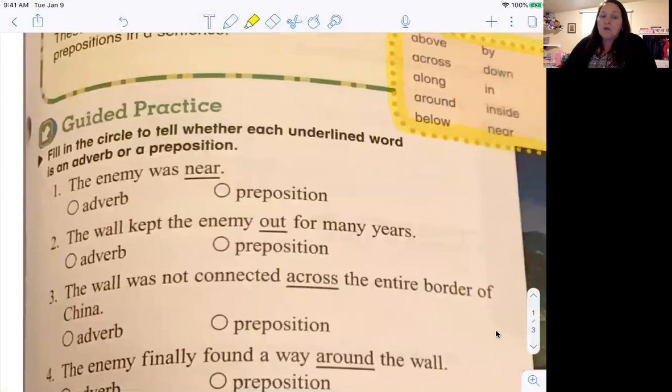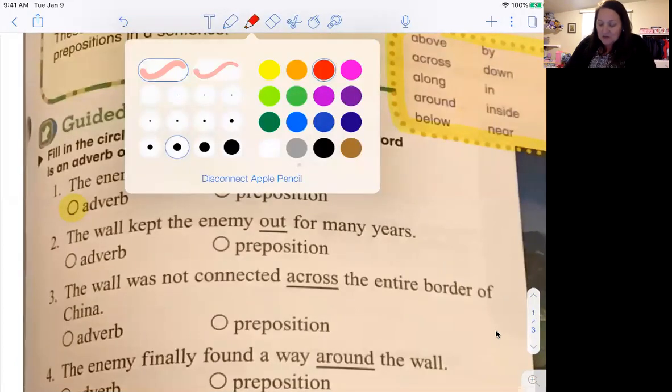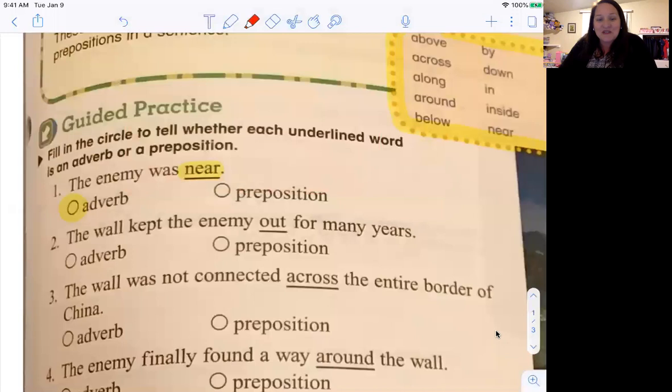Okay, number one, the enemy is near. Well, this word they have is near. Who remembers? The word is at the end of a sentence. What's the only thing it can be if it doesn't have words after it and it's at the end of a sentence? Right, it is an adverb. Very good. That one is an adverb because there's no preposition or object of the preposition there.